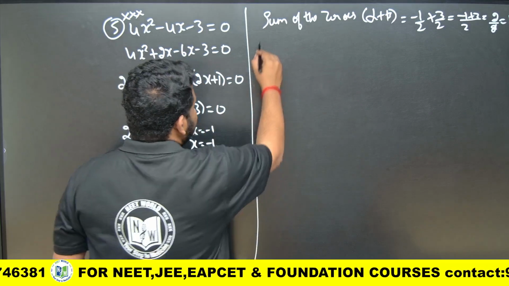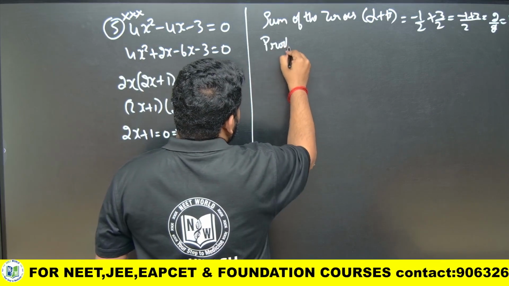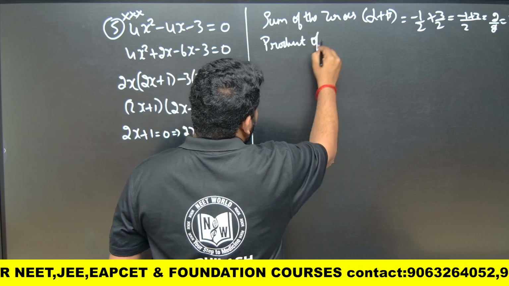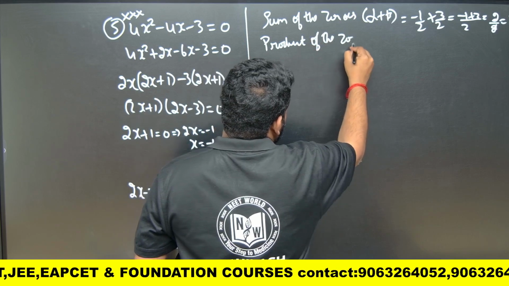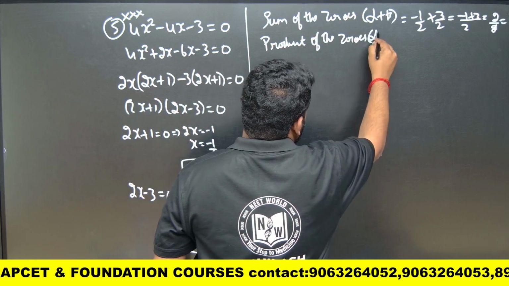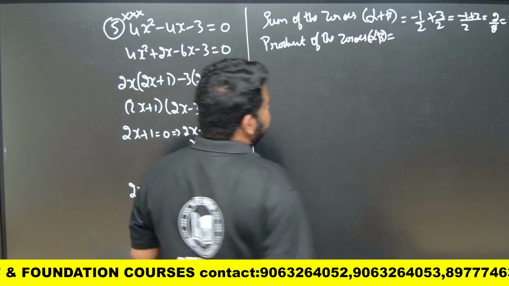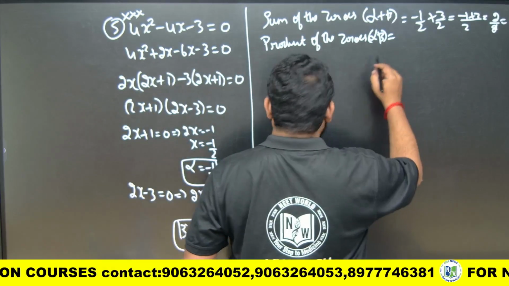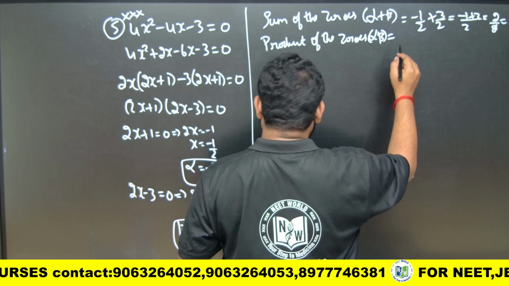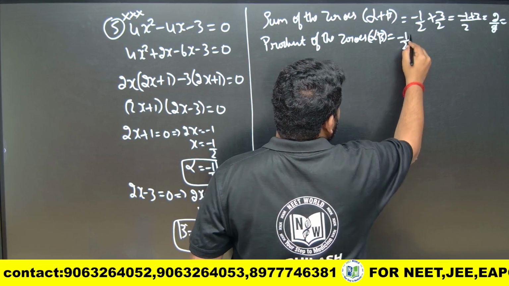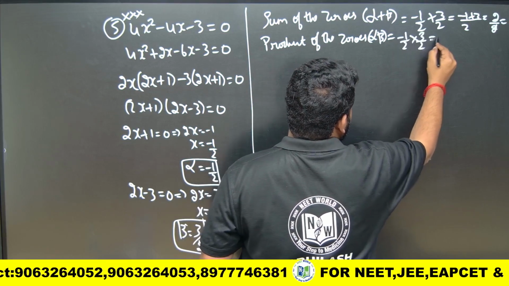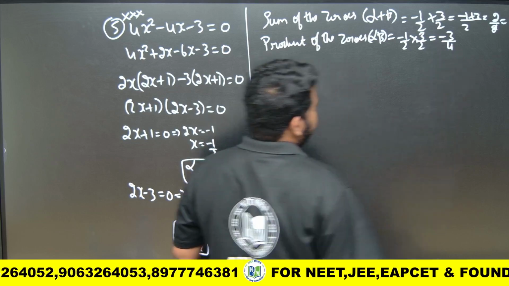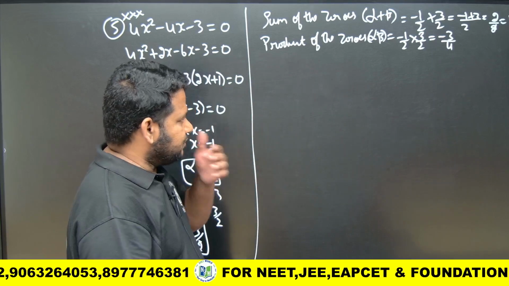Now the product of the zeros, that is alpha into beta. Directly we have to multiply: minus 1 by 2 into 3 by 2, that is equal to minus 3 by 4, because 2 2s are 4. This is what we got by the direct method.